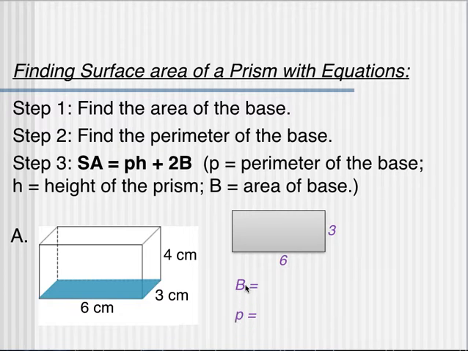So it's a rectangle, so area of base is just base edge times height edge, 6 times 3. And perimeter is just adding up all the edges to create a fence around the shape. 6 plus 3 plus 6 plus 3. This is a coincidence that it turned out to be the same number. That's actually pretty rare. But now that I have the area of the base and the perimeter, I'm ready for step 3, plugging that in to my surface area formula.